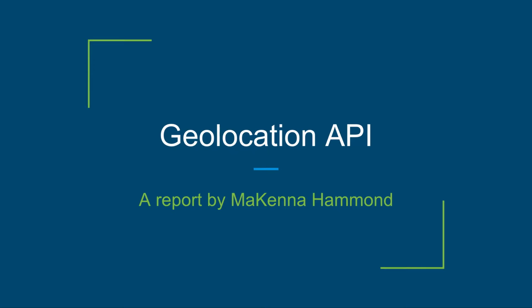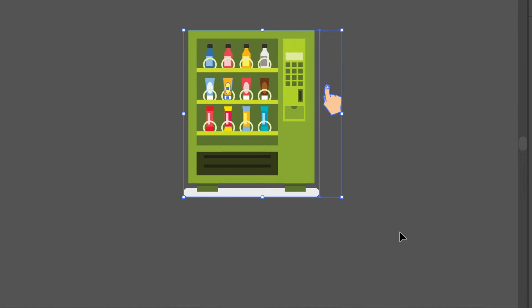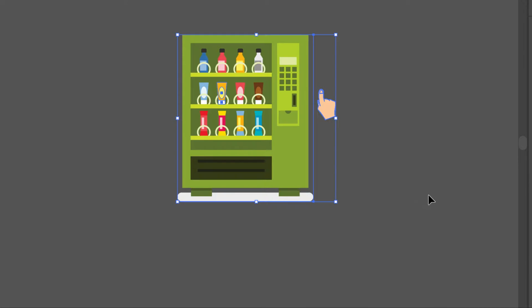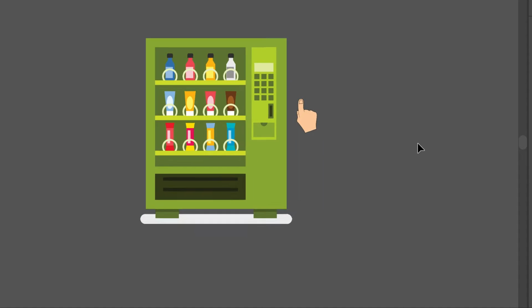On geolocation API. And to better understand it, it's better to break the two apart. So API, to start with, is an acronym that stands for Application Programming Interface. It's an important part of technology for software developers. And to help better understand it, we have a vending machine here.